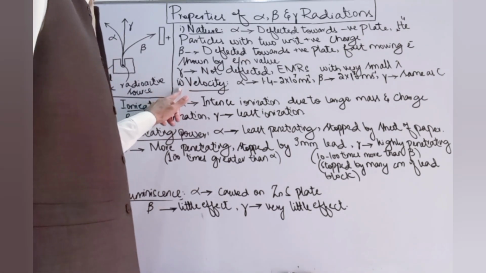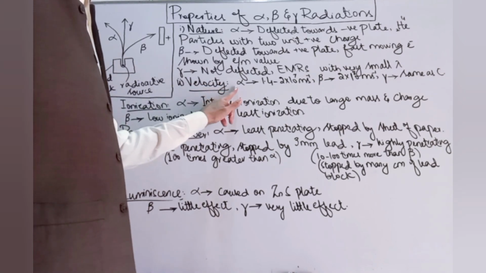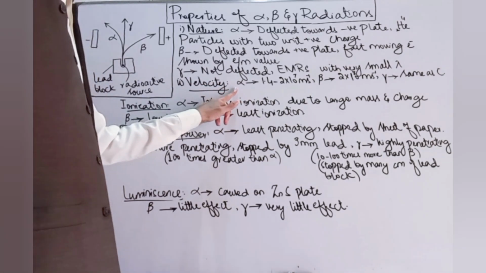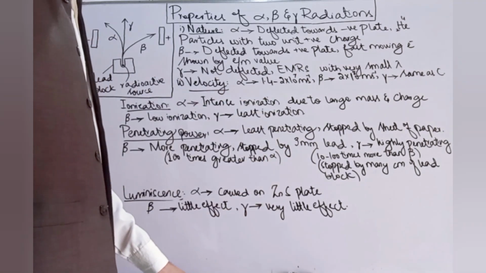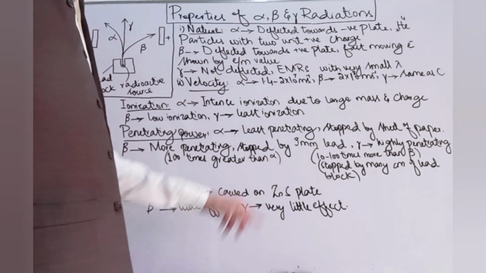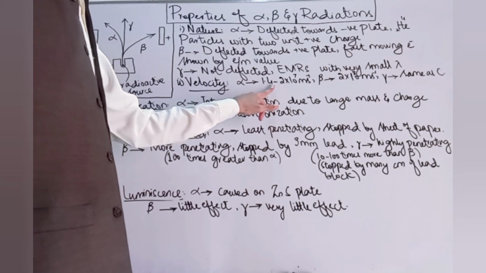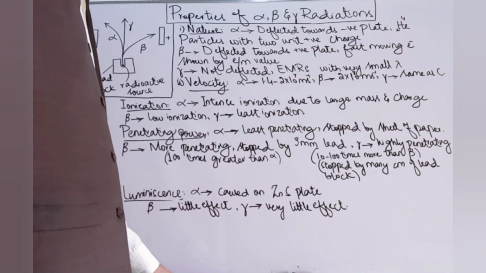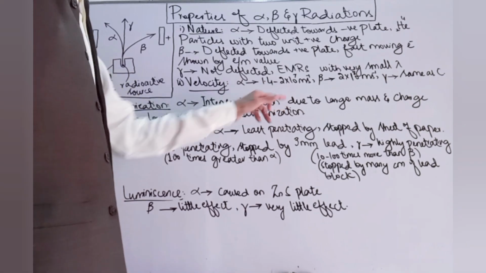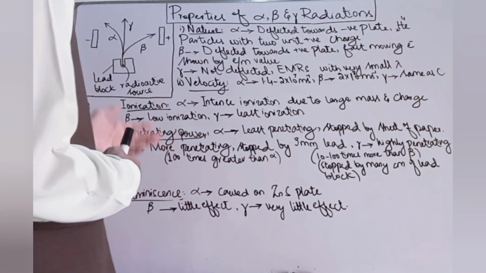If we talk about the velocity, alpha particles move with a velocity of 1.4 to 2 × 10^7 meters per second. Beta particles move with a velocity of 2 × 10^8 meters per second. And for gamma radiations, the velocity is the same as c. You know what c is? c is the speed of light.